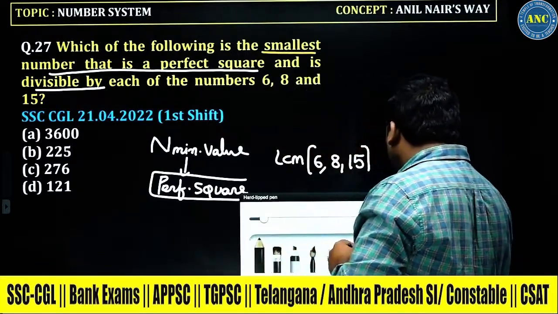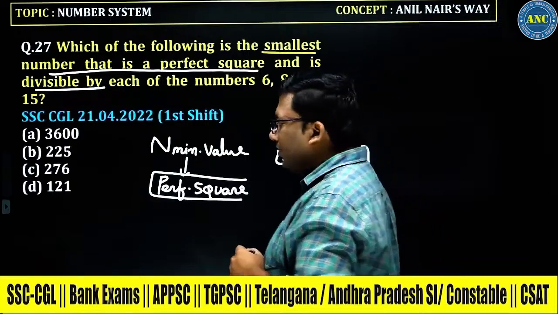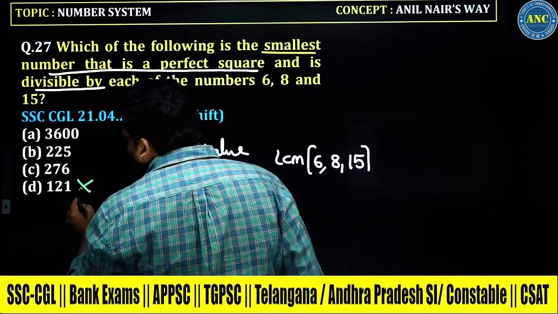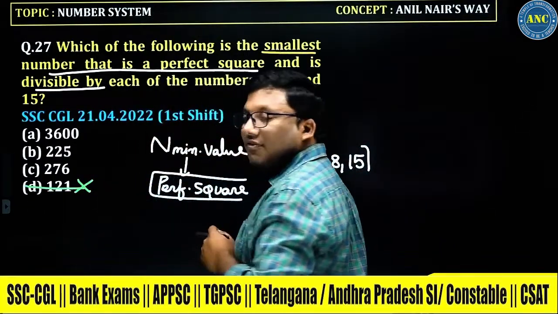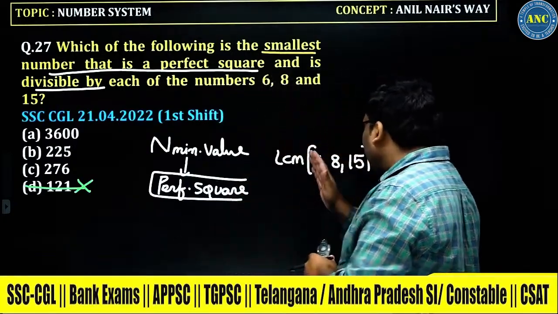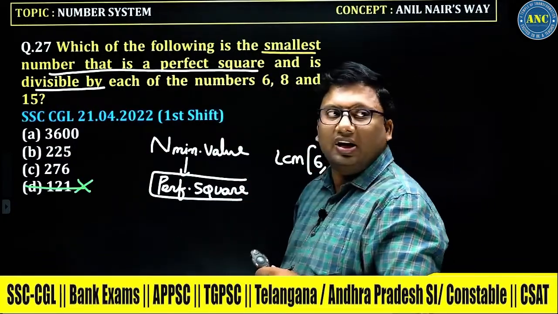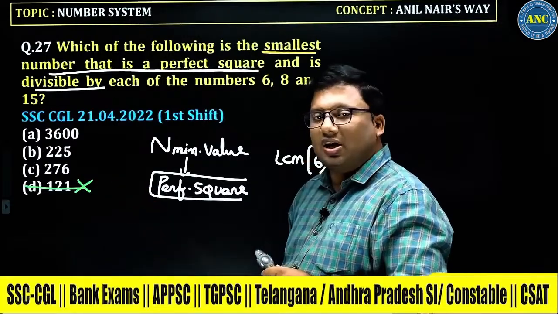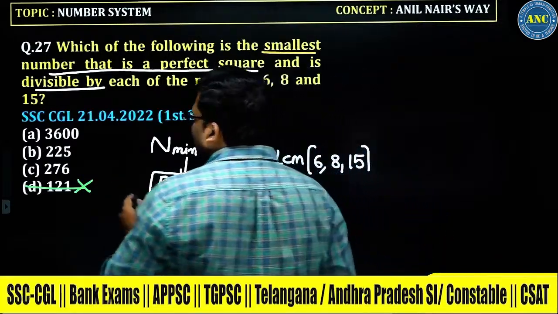I already told you, whenever you are finding LCM, if the answer is 121, it contains a power of 11. It should be present as an input in one of the three numbers. It is not present as an input in any of the three numbers. So that is out.